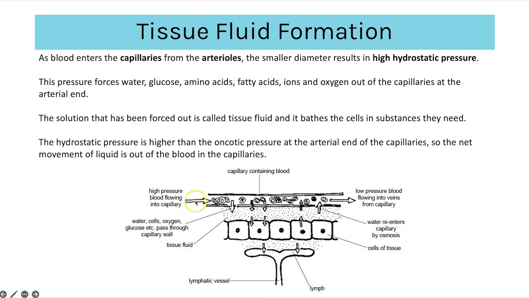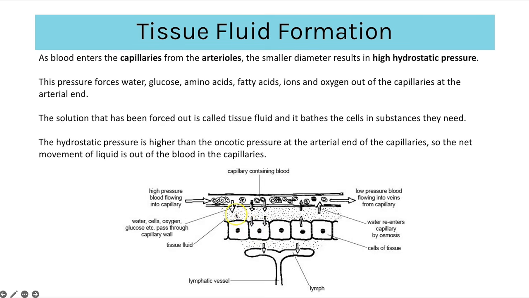As the blood enters the capillaries, which we can see here, from the arterial end, there's a smaller diameter of the capillaries compared to the arterioles, but you have the same volume of liquid. And this results in a higher hydrostatic pressure forming. That high hydrostatic pressure forces water and small molecules such as glucose, amino acids, fatty acids, ions, and gases like oxygen out of the gaps between the cells that make up that endothelium layer of the capillaries. Now that liquid and small molecules that's forced out is then known as tissue fluid because it surrounds the tissues.